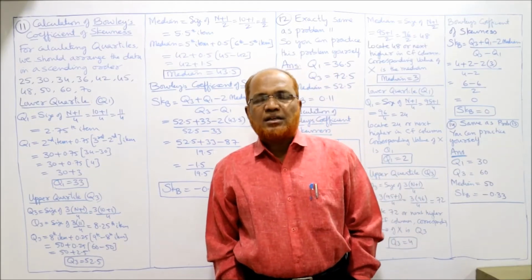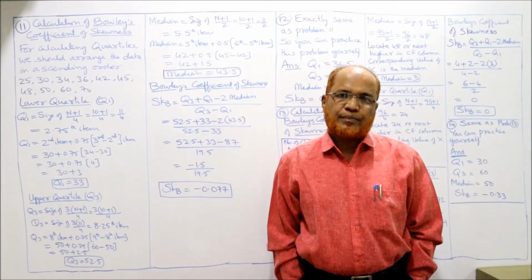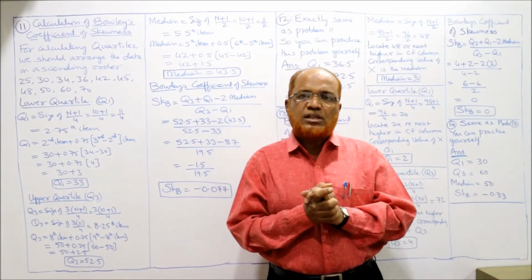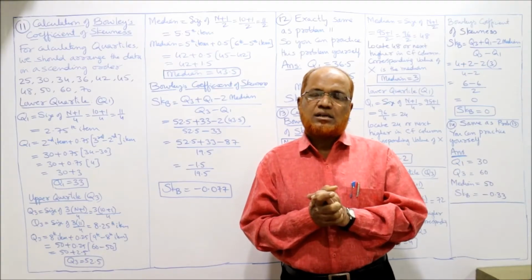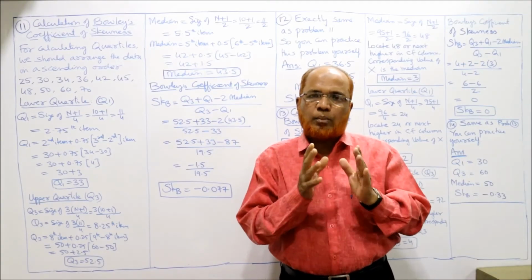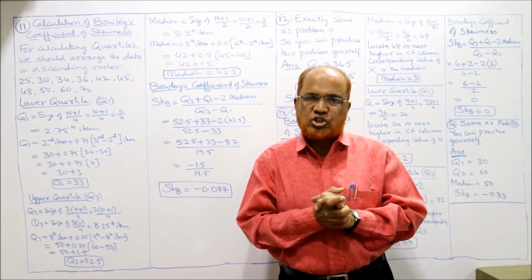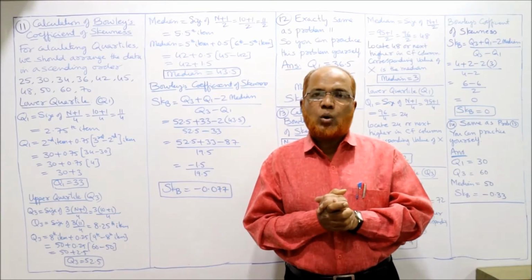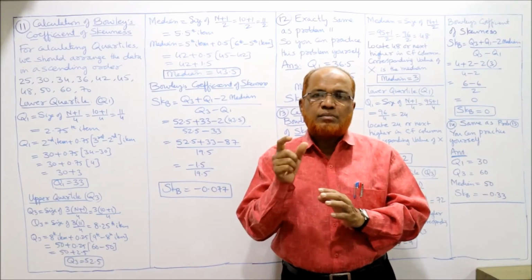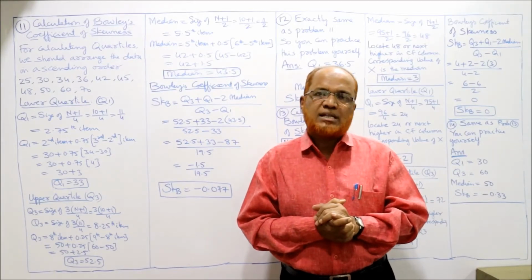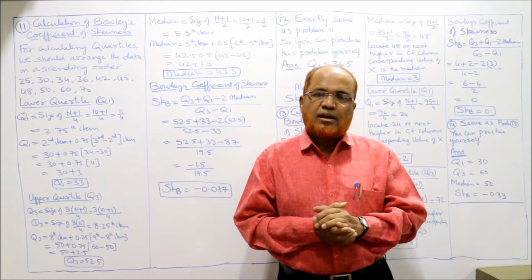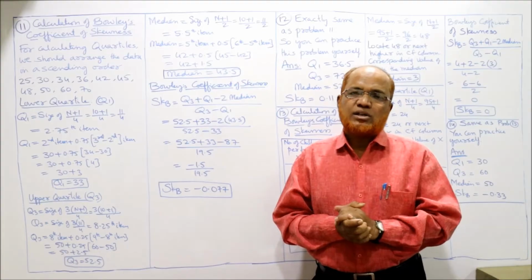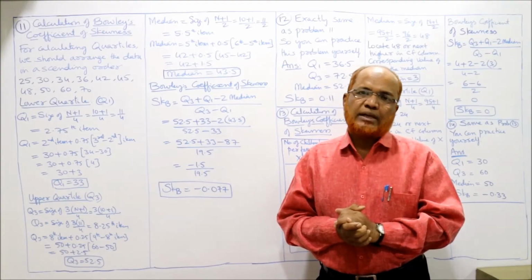The next measure was given by Bowley. According to Bowley, the skewness can be calculated by using the median and quartiles, not by mean or mode and standard deviation. That's why Bowley's method is called the quartile based measure of skewness. Now in the coming problems, I'll explain to you how to find out the skewness according to Bowley.